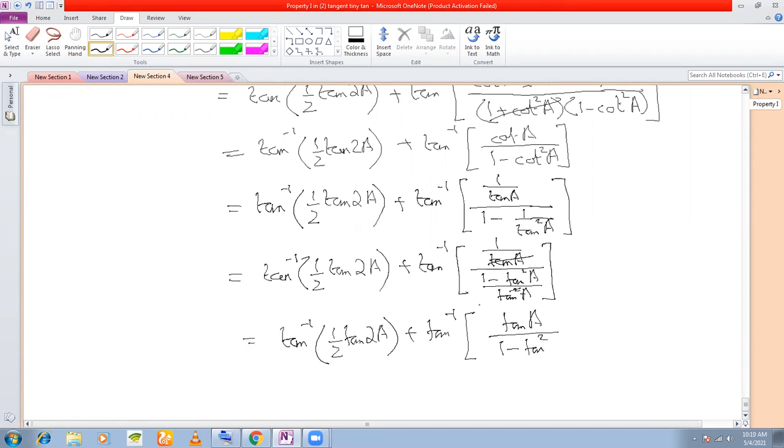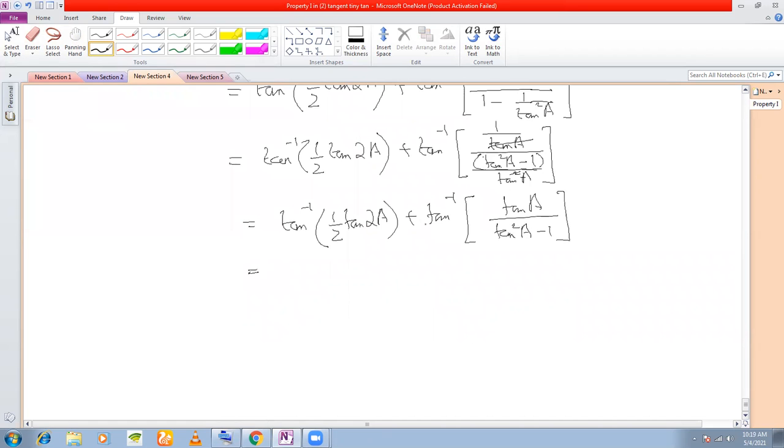Now this is not 1 minus tan square A. This is actually, if you take the LCM, tan square A minus 1. That was a mistake. Tan square A minus 1. So now in the denominator, you get tan A by tan square A minus 1. Fine.